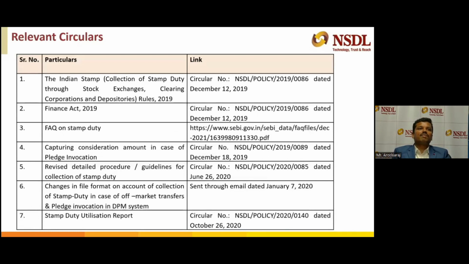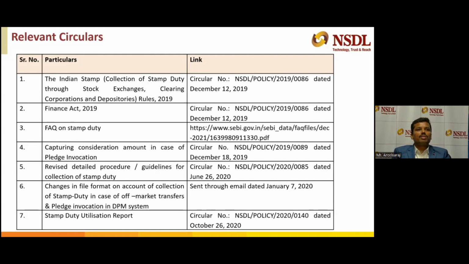Now let us see the relevant circulars in respect of stamp duty. In order to facilitate ease of doing business and to bring in uniformity of stamp duty on securities across states, the central government has made amendments to the Indian Stamp Act 1899 and notified the Indian Stamp (Collection of Stamp Duty through Stock Exchanges, Clearing Corporations and Depositories) Rules 2019. The relevant notifications were communicated to all participants via our circular dated December 12, 2019.